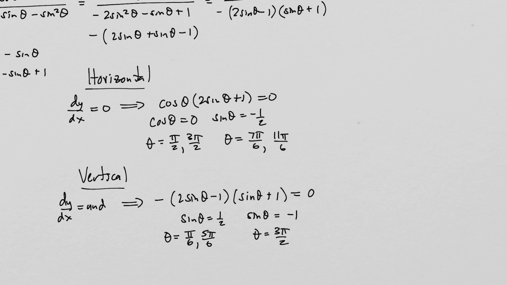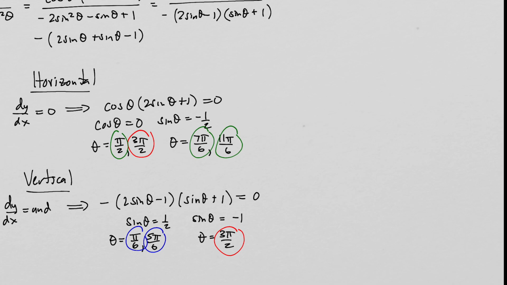So I want you to notice that both the numerator and the denominator are 0 at 3 pi over 2. So that means we don't yet know if we have a horizontal or a vertical tangent at 3 pi over 2. We know we have a horizontal at pi over 2, 7 pi over 6, and 11 pi over 6. And we know we have a vertical at pi over 6 and 5 pi over 6, but we do not know what happens at 3 pi over 2. So to figure this last part out, what we need to do is take a limit as theta approaches 3 pi over 2 of our derivative, which is this.